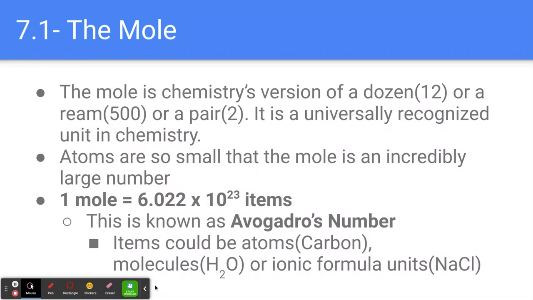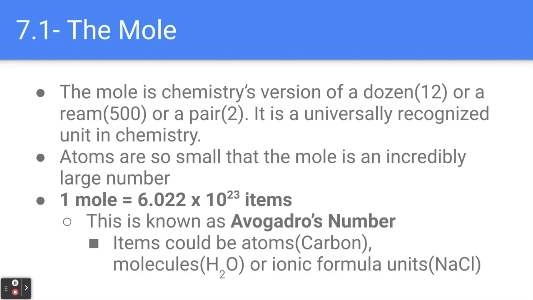So the mole is kind of chemistry's version of something like a dozen or a ream or a pair. The mole means the same thing to everyone across the world in the chemistry world. And so atoms are so small that the mole is such an incredibly large number. In 1 mole of something, we have 6.022 times 10 to the 23rd items. And now, when I say items, that could be something like atoms, molecules, or what we call formula units. So, that number there, 6.022 times 10 to the 23rd, is on your reference doc for you. But you're probably going to get pretty good at memorizing it because it is so common.